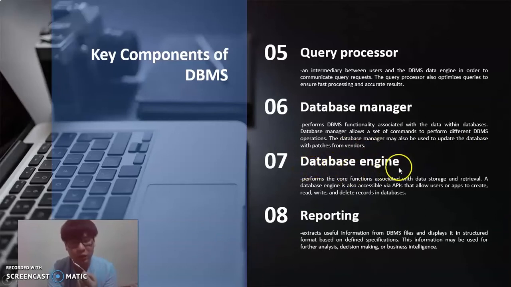Next one is the Database Engine. It performs the core functions associated with data storage and retrieval. A database engine is also accessible via APIs that allow users or apps to create, read, write, and delete records in the database. The last one is reporting. It extracts useful information from DBMS files and displays it in a structured format based on defined specifications. This information may be used for further analysis, decision making, or business intelligence.